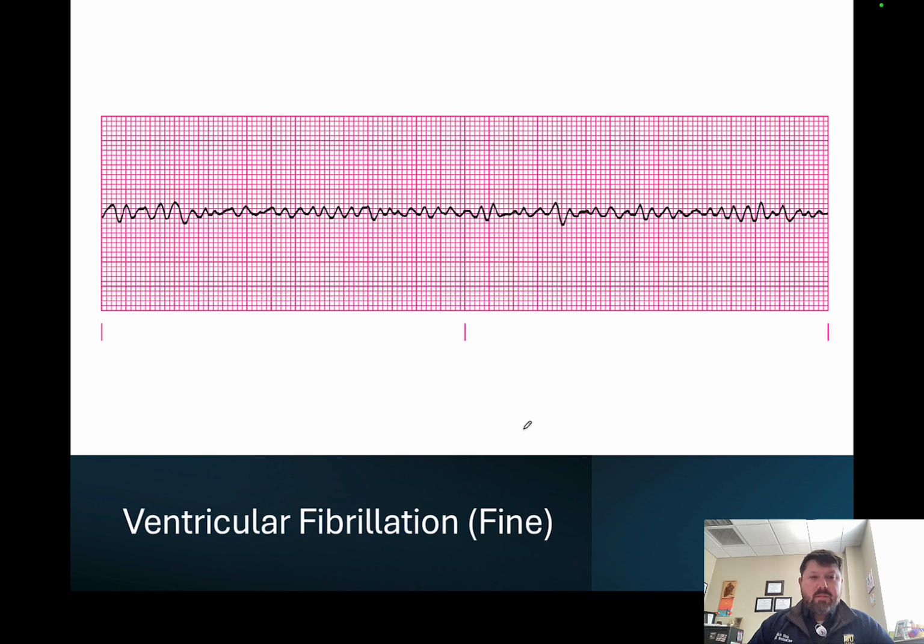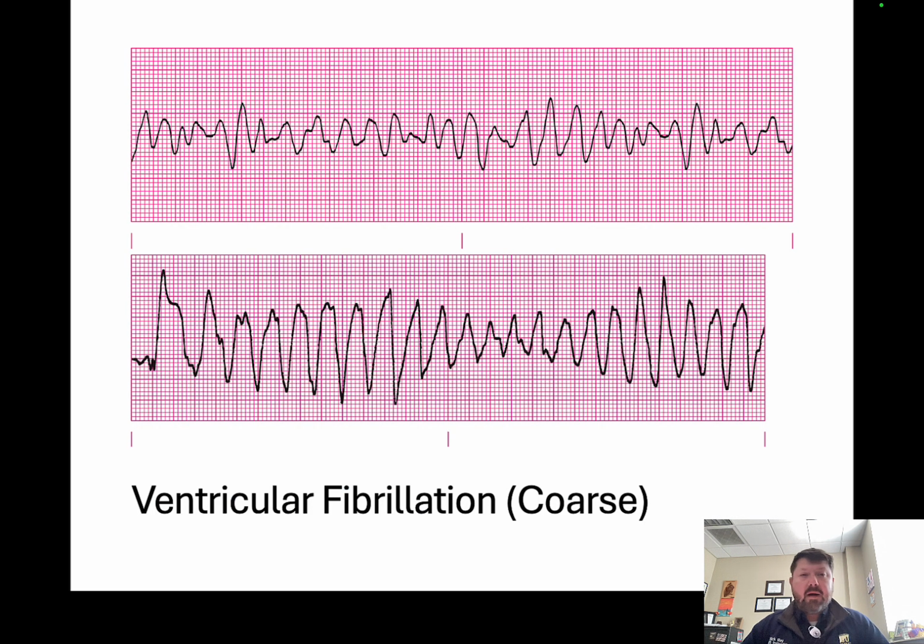So this is an example of ventricular fibrillation that is fine. You've got a very low amplitude fibrillatory wave, but you do have a fibrillatory wave, so defibrillation immediately is called for. And then you've also got coarse ventricular fibrillation. Not to be confused with torsades, which is what this is, but this is completely chaotic and unorganized.